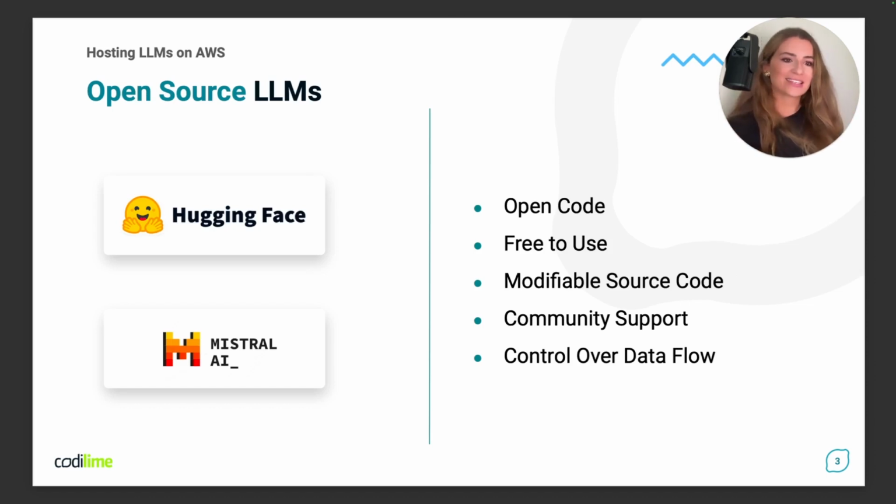Now, let's discuss the open source models. These models are publicly available and can be freely used. Open source models have several advantages. Their public availability makes them easy to customize to suit specific needs. Also, they benefit from community support from machine learning engineers and developers.